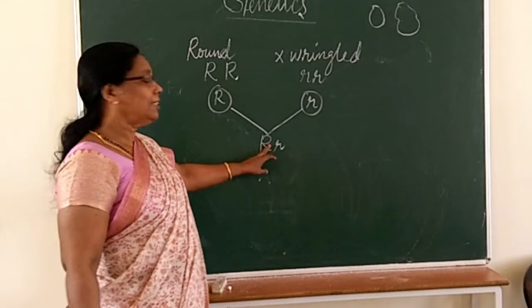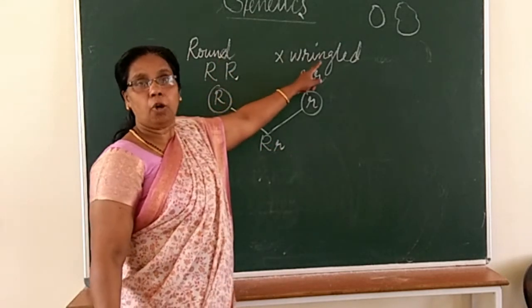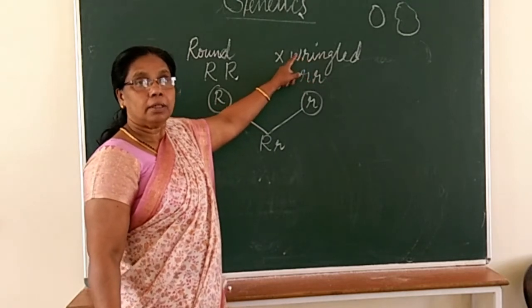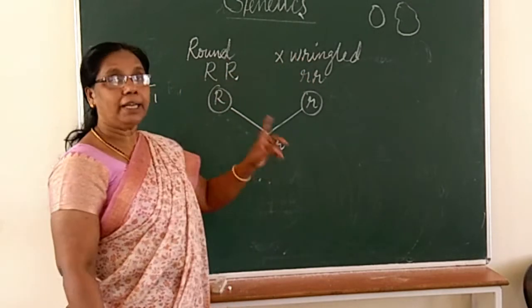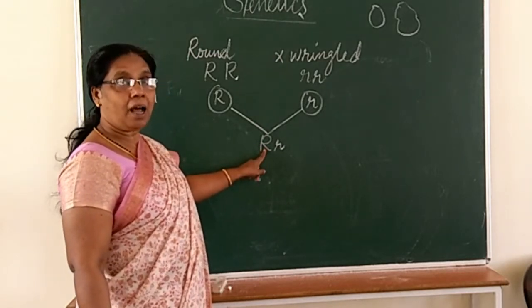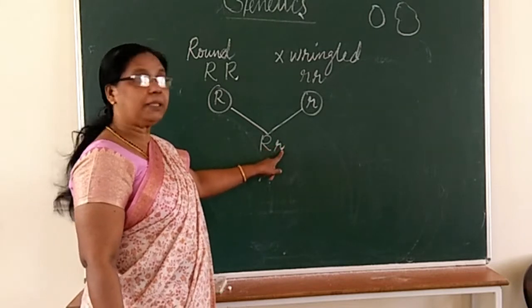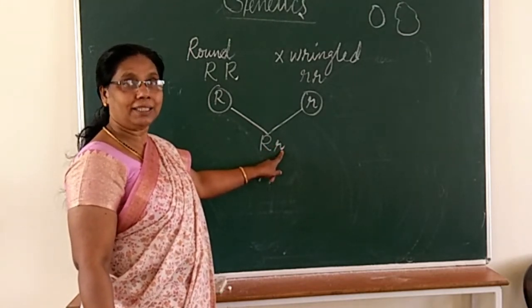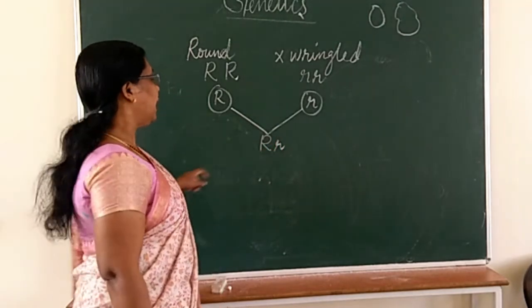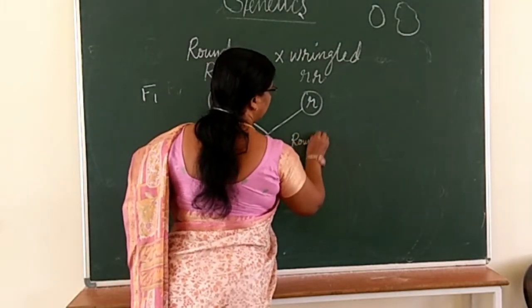Now tell me, what is the nature of this seed? Whether it is round or it is wrinkled? Yes, it is round one. Why is it round one? Because you can see that this capital R, which is the dominant character, will suppress this small r, that is wrinkled one. So this plant is having round seeded one.